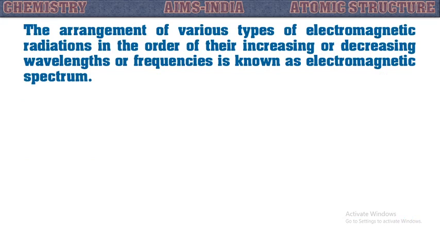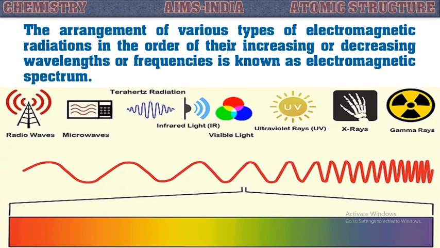The arrangement of various types of electromagnetic radiations in the order of their increasing or decreasing wavelengths or frequencies is known as the electromagnetic spectrum. Here you can see the electromagnetic spectrum, shown with the different types of electromagnetic radiations. At the start, radio waves are there, which have longer wavelength and lower frequency, and here X-rays and gamma rays are there with lower wavelength and higher frequency. This we can call the electromagnetic spectrum.